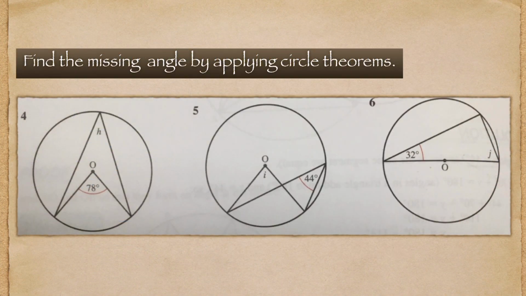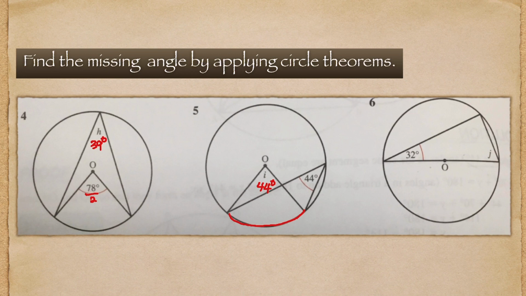Okay, here's the last problem. Find the missing angle by applying circle theorems. Number 4. Check this out. If O is 78, then H must be just simply divided by 2. That's 39 degrees. For number 5, look at this. That must also be equal, they are subtended by the same arc. So therefore, angle I must be equal to 44 degrees.